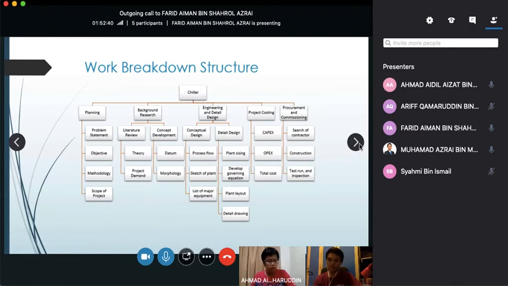Then from that we obtain the work breakdown structure. We divided it into 5, which are planning, background research, engineering and detail design, project costing, and procurement and commissioning. Below are the details of each component.